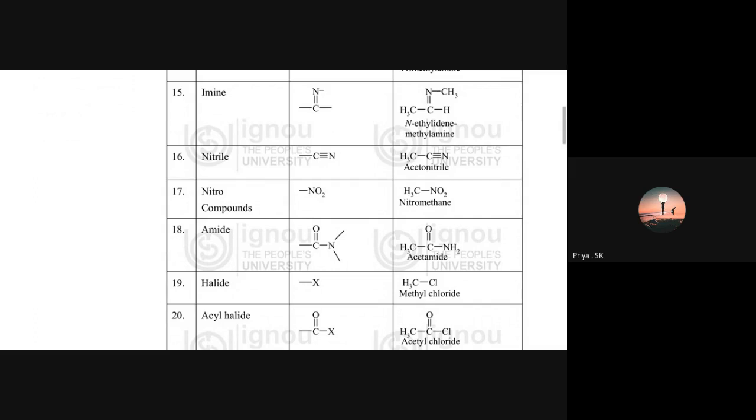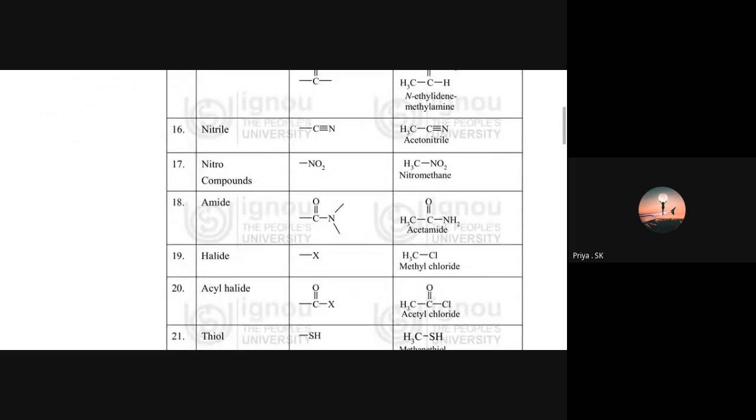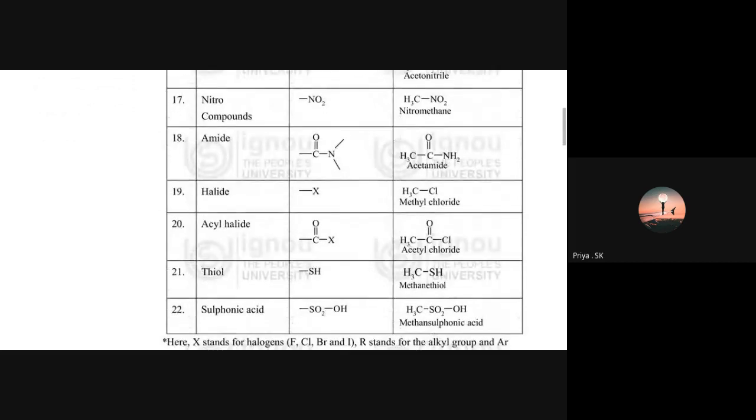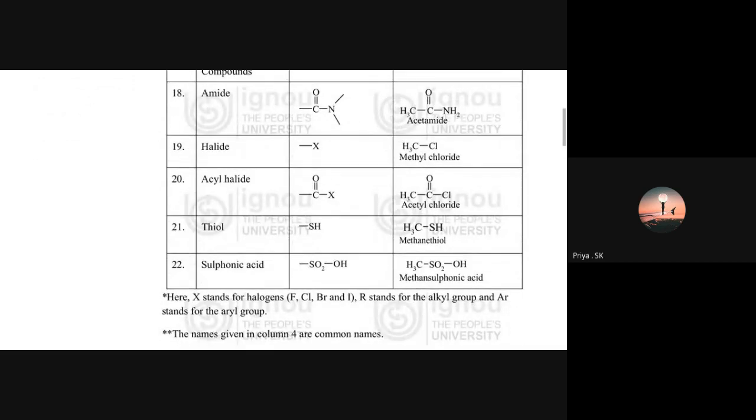Then amide, which has nitrogen attached to carbon and oxygen attached to carbon, such as acetamide. Then halide, which has halogens in the compound, such as methyl chloride or methyl bromide. Then acyl halide, which has CO with a halide, that is acetyl chloride. Then there is thiol, that has SH, sulfur and hydrogen, that is methane thiol. Or sulfonic acid, which has SO2OH, such as methane sulfonic acid.